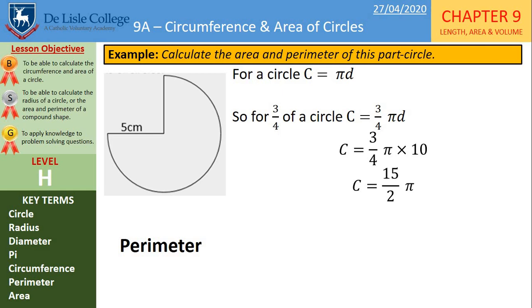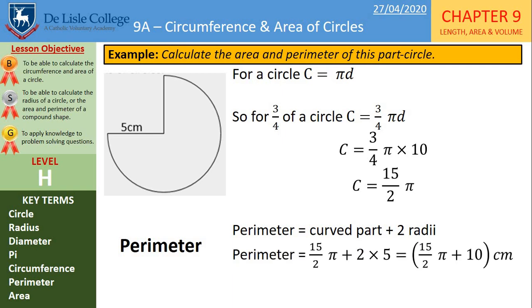I'm not going to work that out just yet because this isn't finished yet. All we've worked out is the curved part, because the circumference is the curved part of the circle. So for the perimeter, we've got the curved part plus 2 radii, the straight edges. Radii is plural of radius. So we're going to have this 15 over 2 pi plus 2 lots of 5.